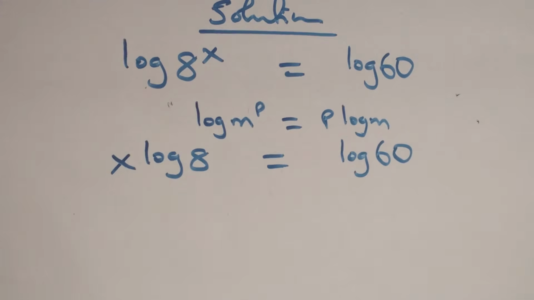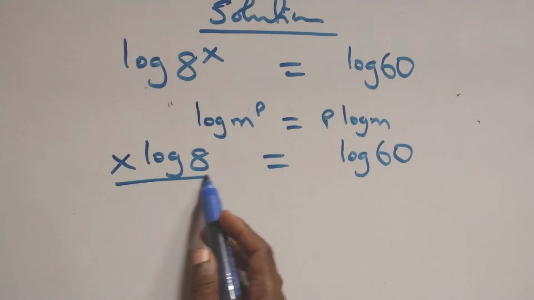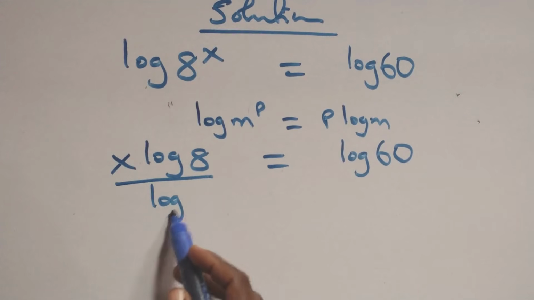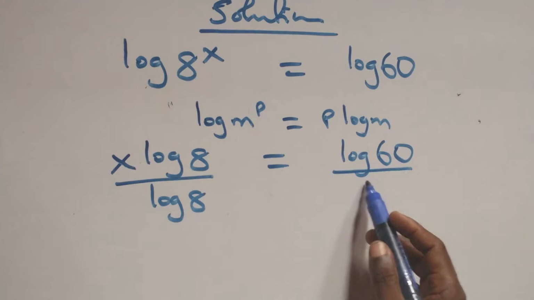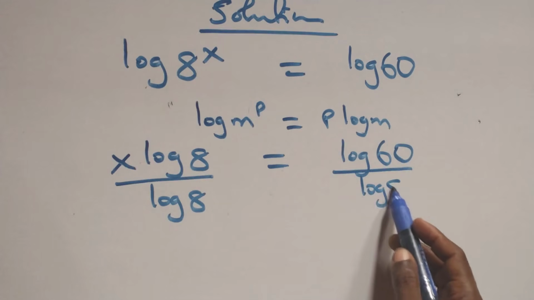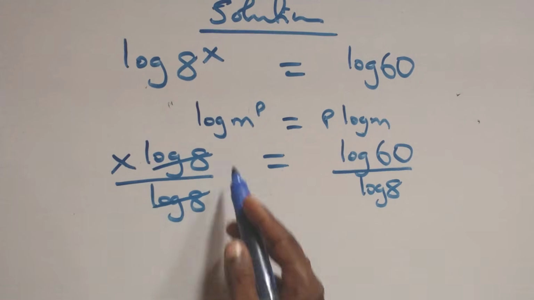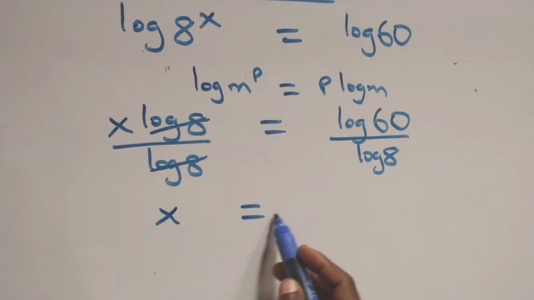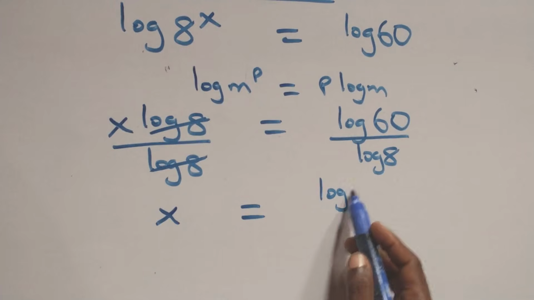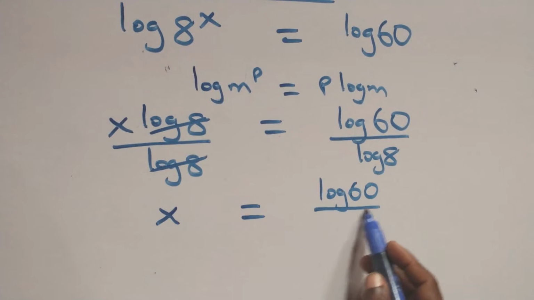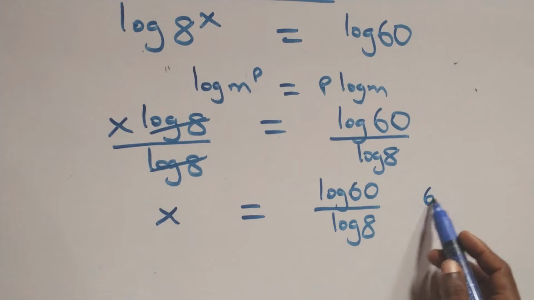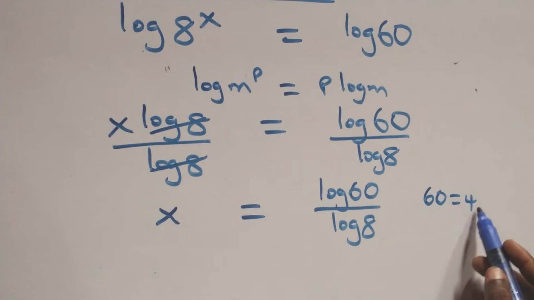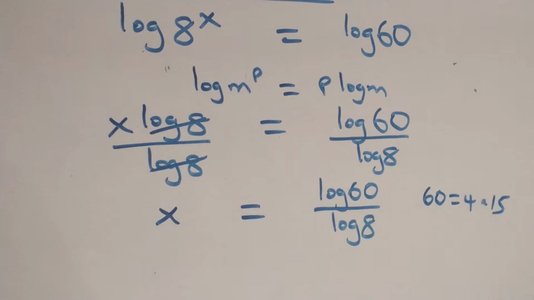Then next step here, we divide both sides by log 8. That is, divide this side by log 8. Also divide this side by log 8, which implies that log 8 cancel each other here. We have x equals log 60 over log 8.